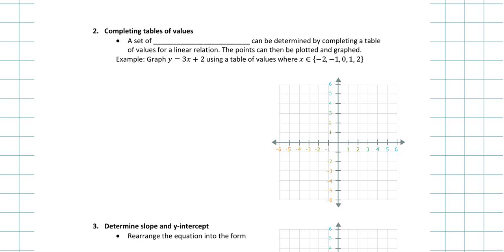So another way to graph a line is to do a table of values. Okay? So a complete set of points can be determined by completing a table of values of a linear relation. The points can then be plotted and graphed.